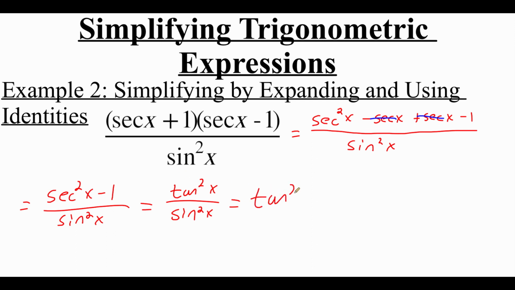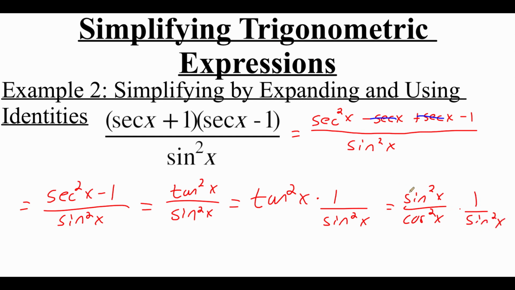So then this is going to be the tangent squared of x times 1 over the sine squared of x. Now we've got a quotient identity that we talked about with the tangent of x. Tangent is sine over cosine, but this is a tangent squared. So because we know that tangent is sine over cosine, then tangent squared is going to be sine squared of x over cosine squared of x, but then we're still multiplying by that 1 over the sine squared of x.